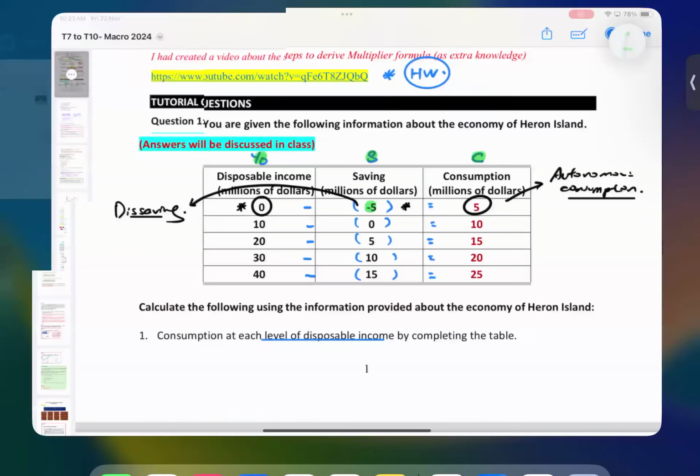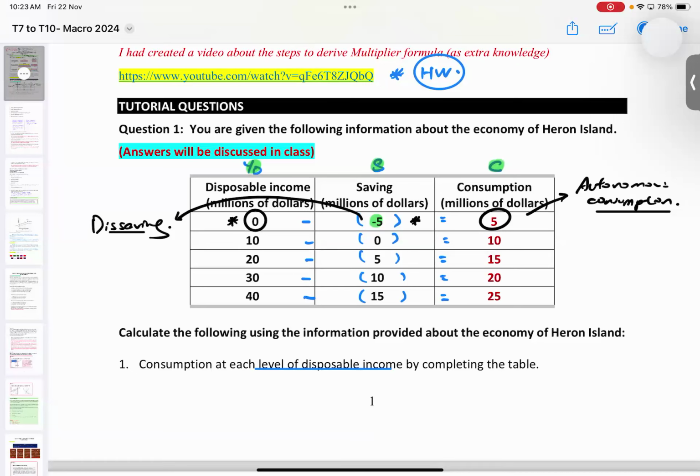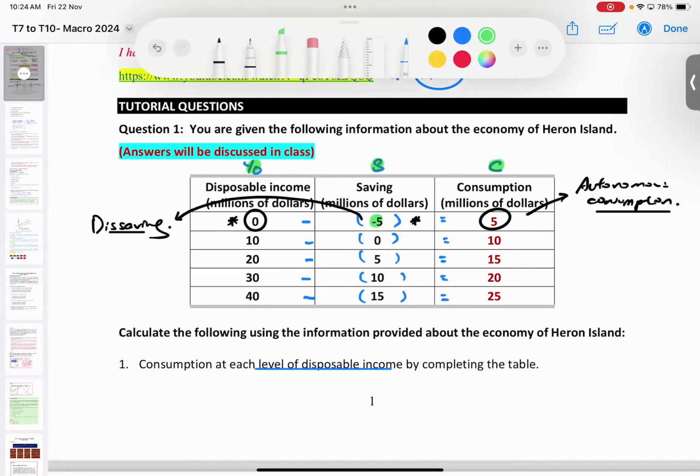Now when saving is negative, that means you need to cash out money from the account in order to pay for expenses. So therefore, when your income is zero and you still pay for certain expenses, here we call it autonomous consumption. So what is autonomous here?